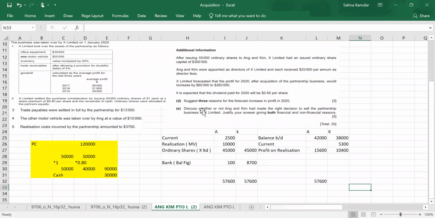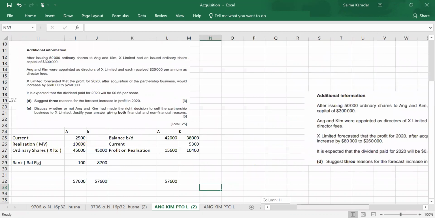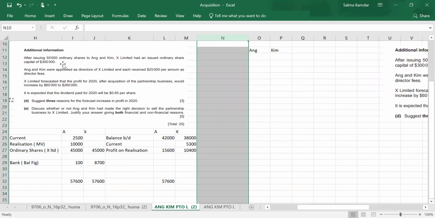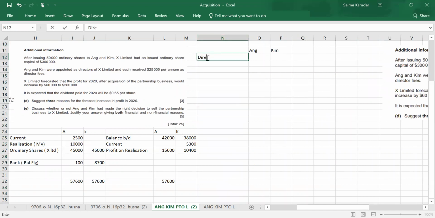E. Discuss whether Ang and Kim have made the right decision to sell the partnership to X Limited. Give both financial and non-financial factors. Let's see about the financial factors. Ang and Kim have sold the partnership, and after selling the partnership, X Limited has made them directors, and they would receive director fees. They would receive director fees of how much? 25,000 each.